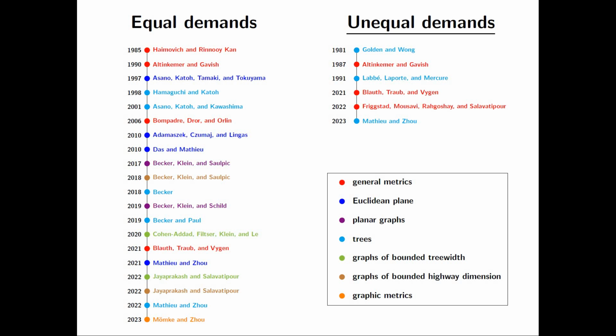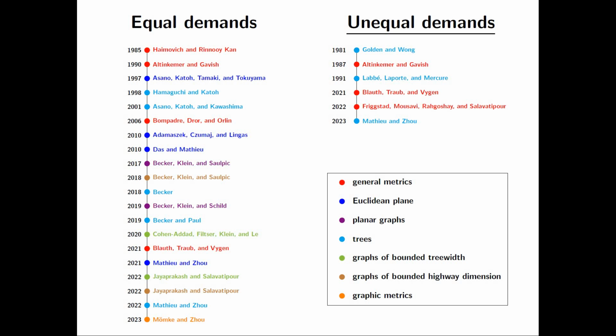Wow, that's a lot of references. Yes, CVRP is a well-studied problem. What are all these colors? The color depends on the metric space in which the problem is studied. It has been studied on general metrics, Euclidean plane, planar graphs, trees, graphs of bounded tree widths, graphs of bounded highway dimension, and graphic metrics.